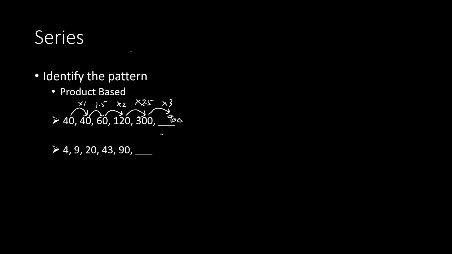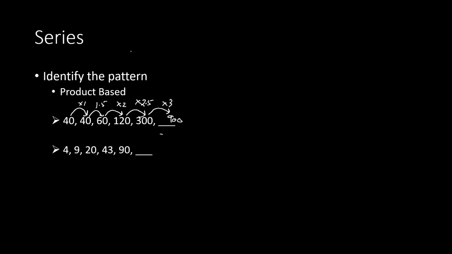4, 9, 20, 43, 90. Just to give you a hint, there is a multiplication part here as well, and also there is an addition part. So this series is a mix of both of them. Any answers? 185. 185, okay. And what are we doing? Into 2 plus 1, into 2 plus 2, into 2 plus 3.